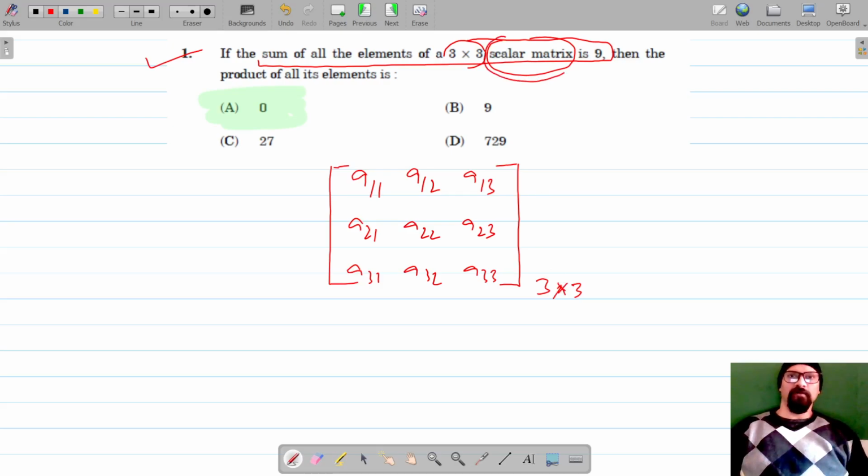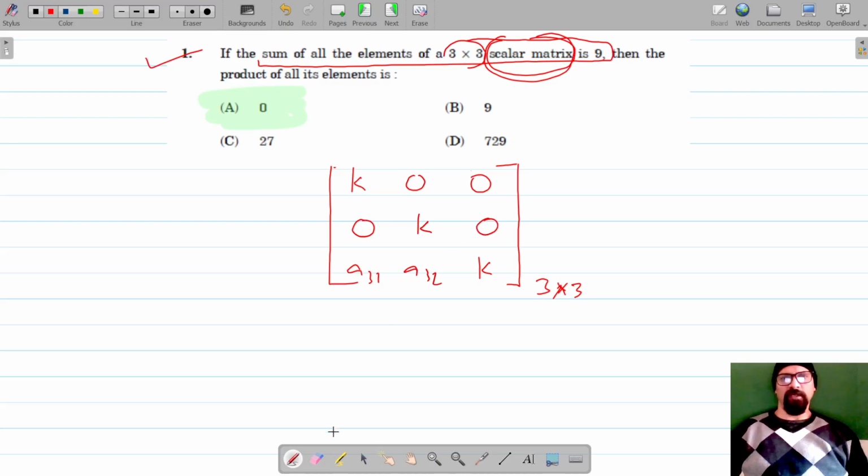Now, a scalar matrix is the matrix in which all the diagonal elements, these are the diagonal elements, are equal. So let's say these diagonal elements have value k, and all other elements are 0. So this is a scalar matrix of order 3. It is a diagonal matrix in which all the principal diagonal elements are equal and all other elements are 0.